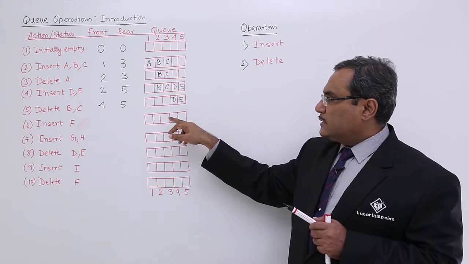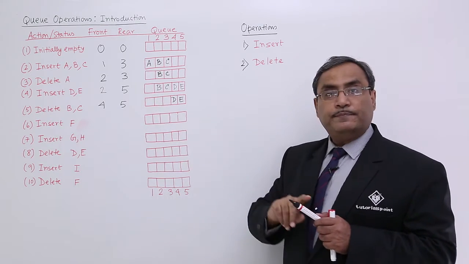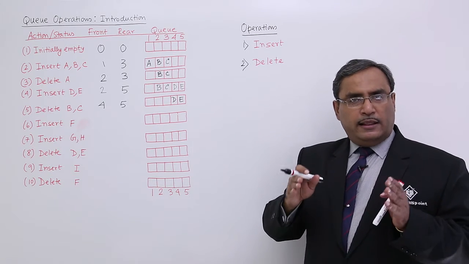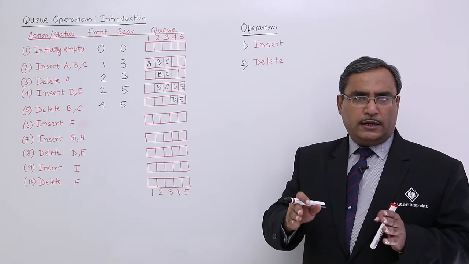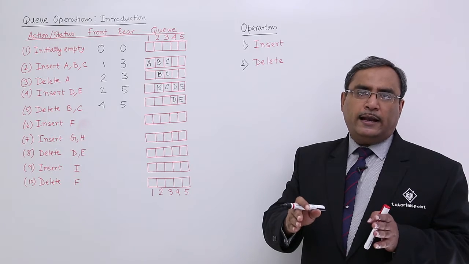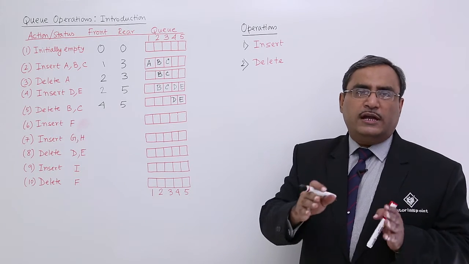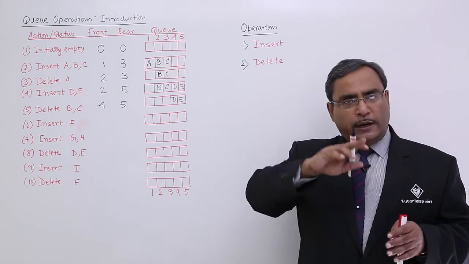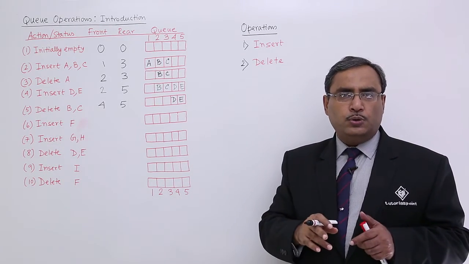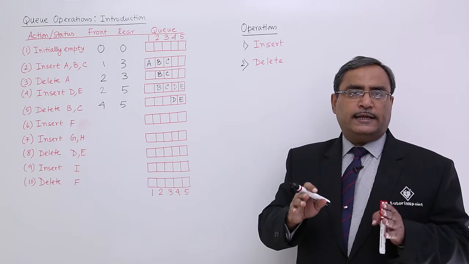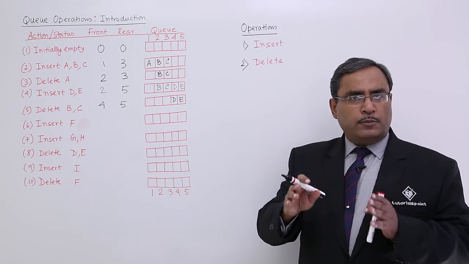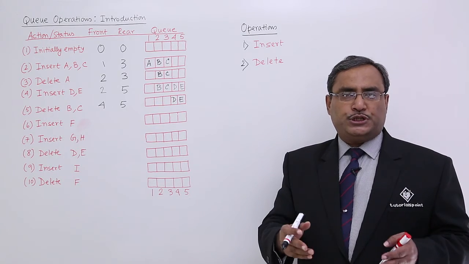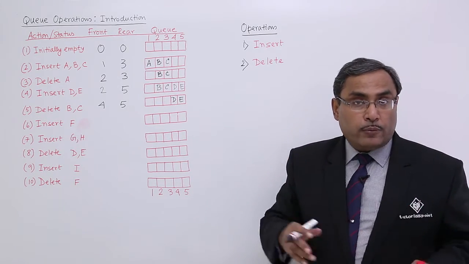Otherwise I can go for the circular logic and insert F here. The first option involves lateral movement of physical data, so it is time consuming and very costly. So it is better not to shift my data, but to go for the circular queue, because in that case there is no need for any lateral movement of physical data, and I can perform my insertion operation in a circular way.